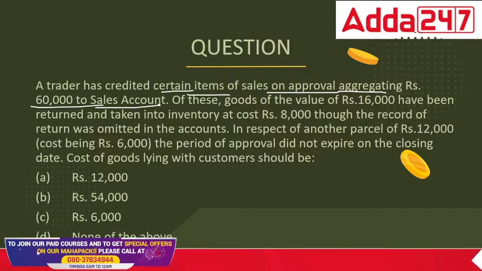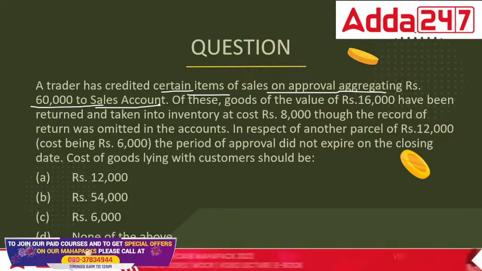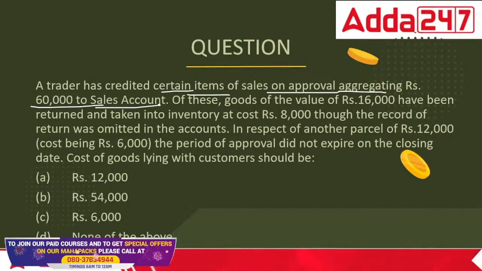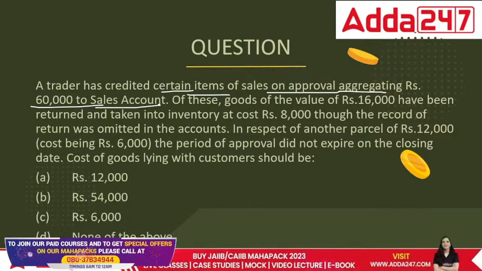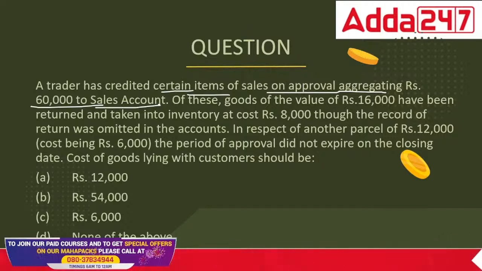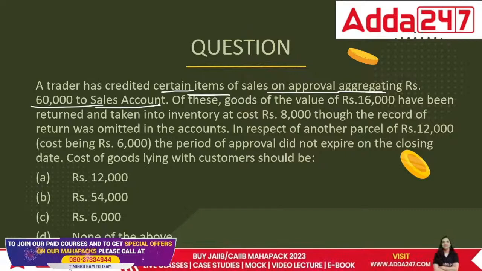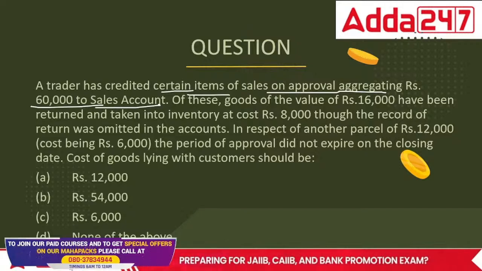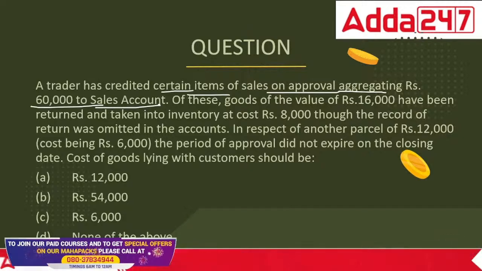I had a word with that particular person and I said that I don't have a problem. What you can do is you can pay it to me. Of these goods, goods of the value of 16,000 have been returned and taken into the inventory at cost rupees 8,000. So basically we sold it for 16,000 but ultimately the cost is just 8,000. Though the record of return was omitted by the accounts, we forgot about it. In respect of another parcel of 12,000, cost being 6,000, the period of approval did not expire on the closing date. The cost of goods lying with the customer should be 12,000, 54, 6 or none.